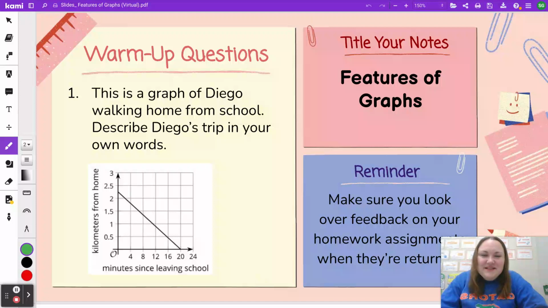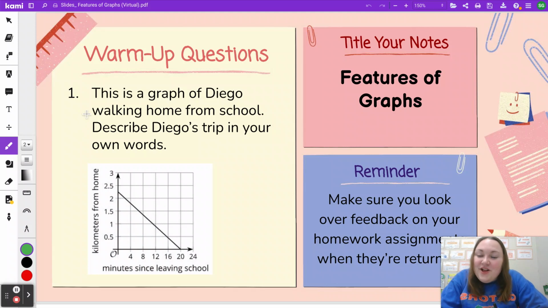Hello, Algebra students. This lesson from our unit on functions is going to be all about features of graphs. I do have a warm-up question on the screen, so I encourage you to go ahead, pause the video now and see if you can answer it, and come back to the video once you want to check your answer.